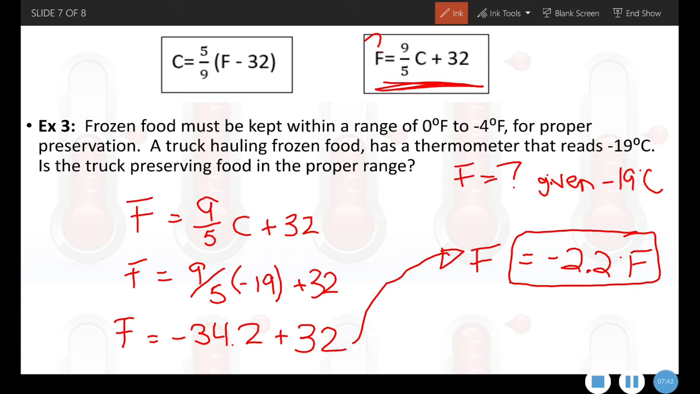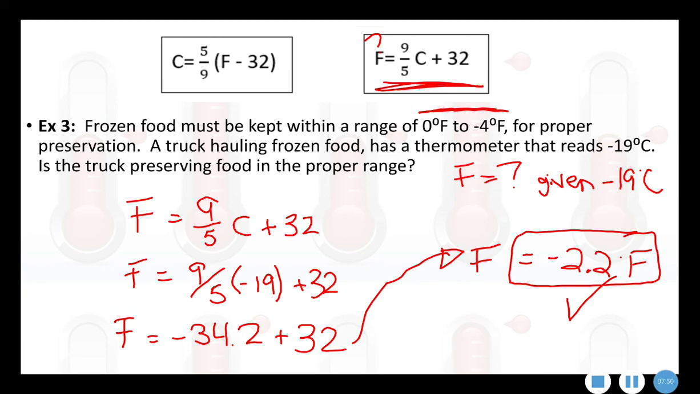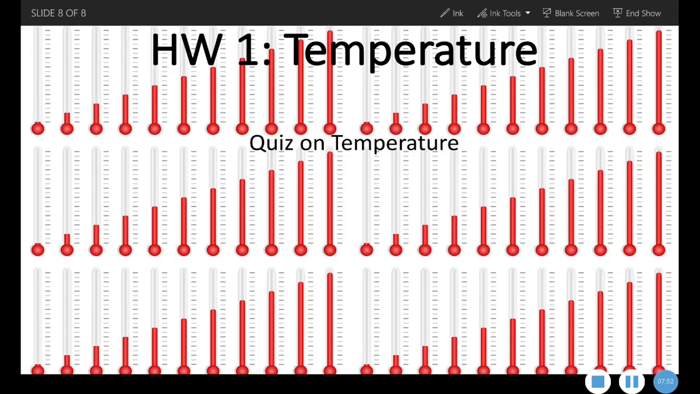So is the food that's in that truck in the correct range? Well, it has to be between 0 and minus 4 degrees, and it is. So that means the truck is at the proper temperature for keeping that food at a good temperature.